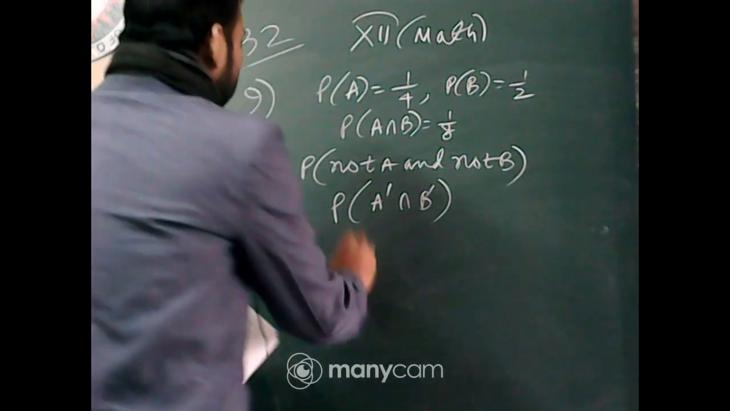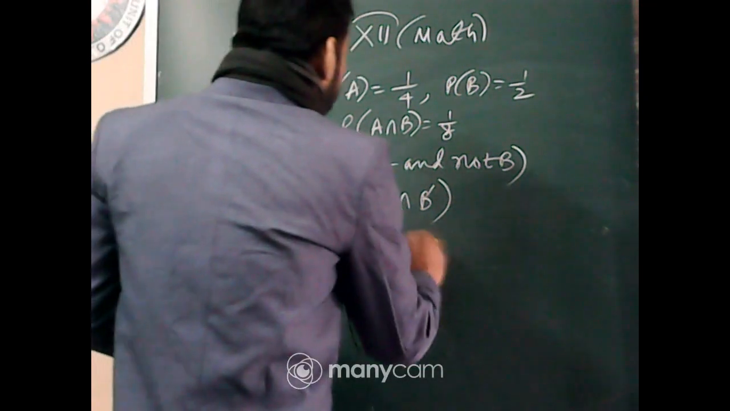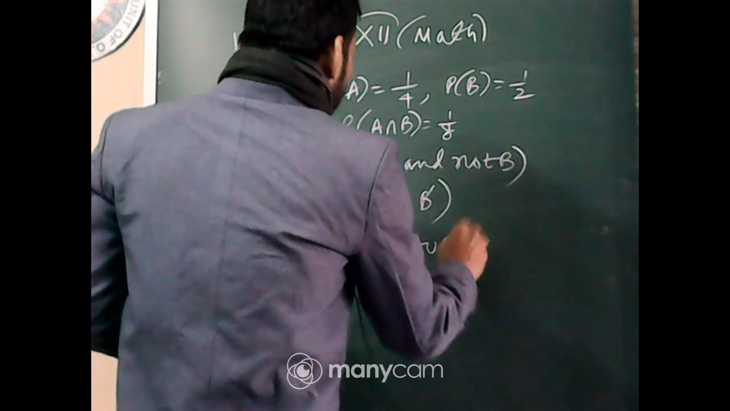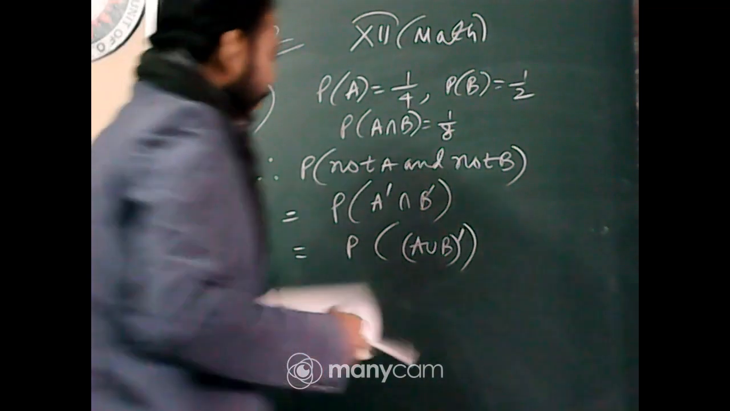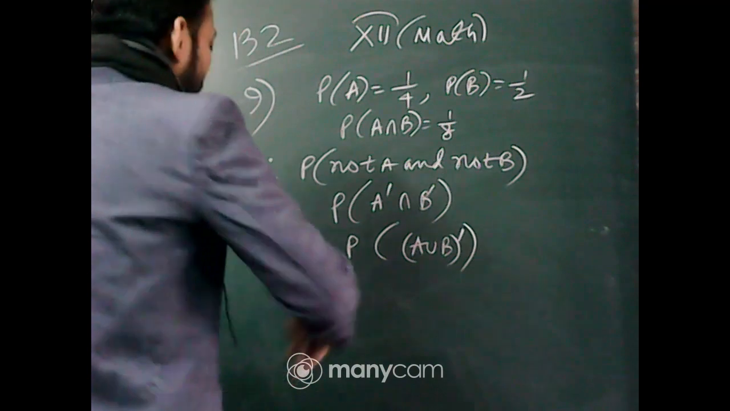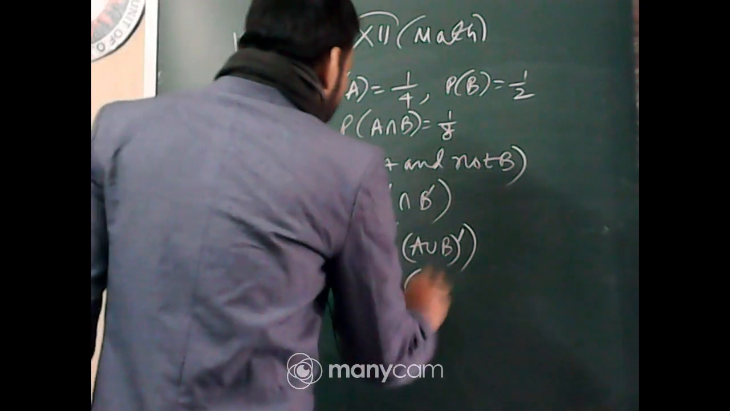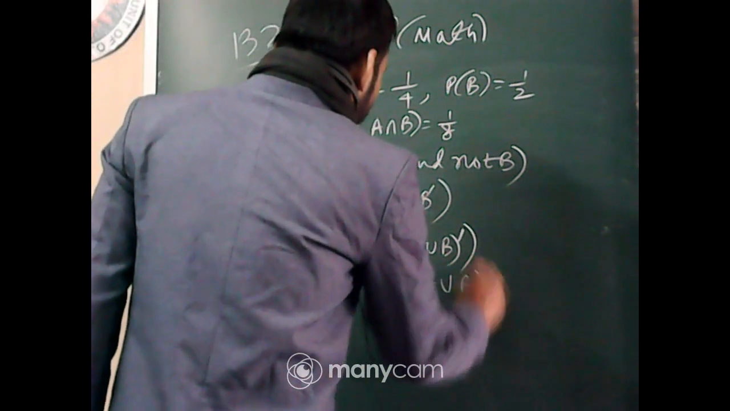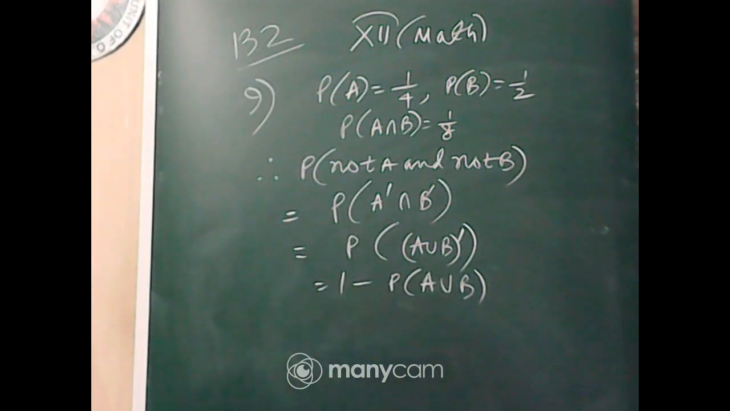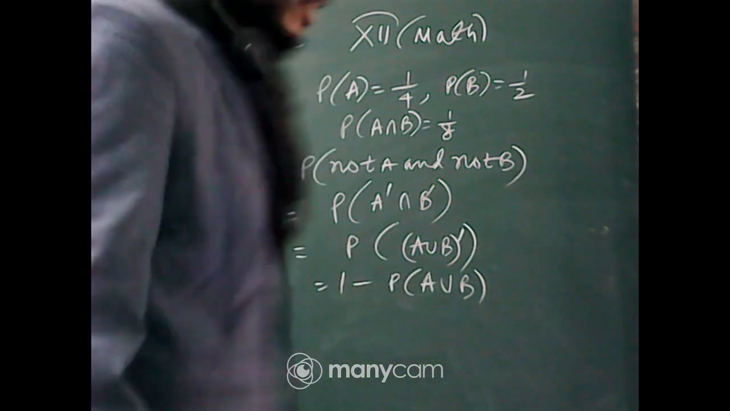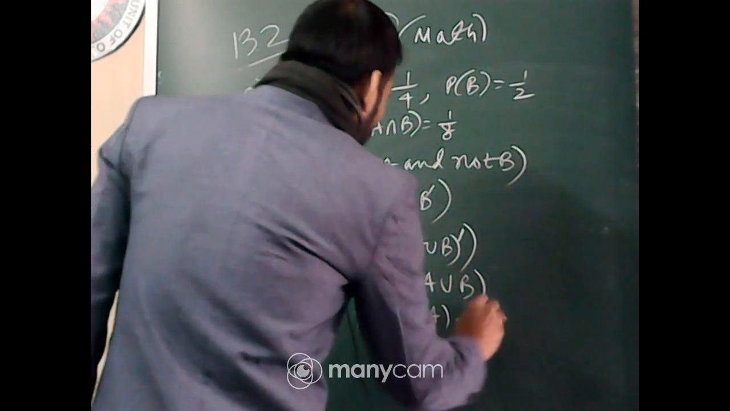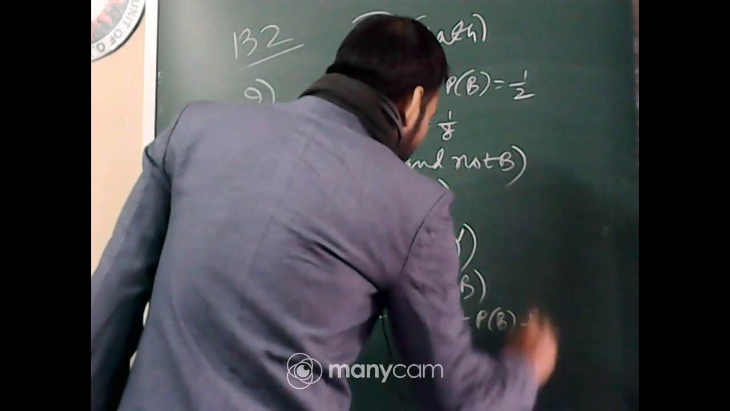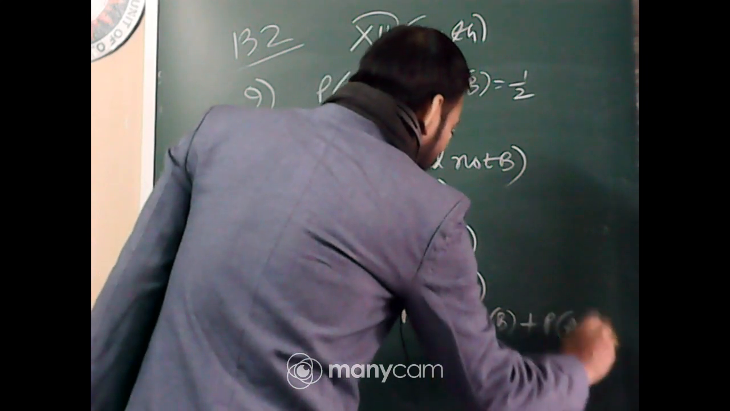Yes, that means by De Morgan's law, you can write A complement intersection B complement means A union B whole complement. That means 1 minus P of A union B. 1 minus probability of A union B. That means 1 minus P of A minus P of B plus P of A intersection B.